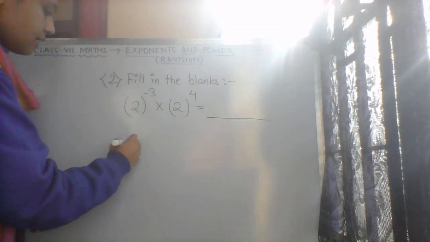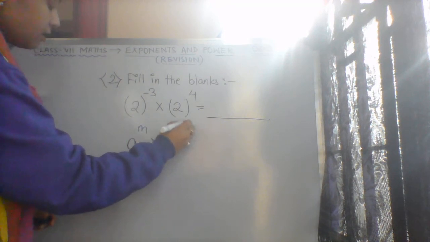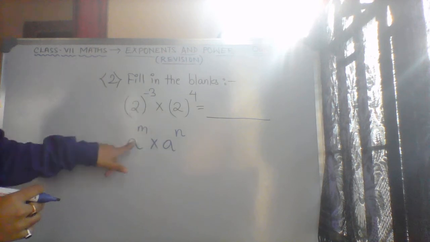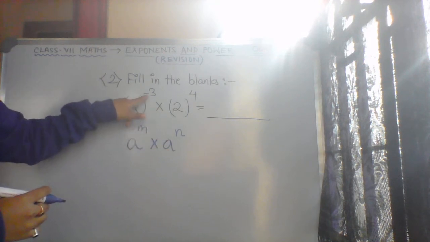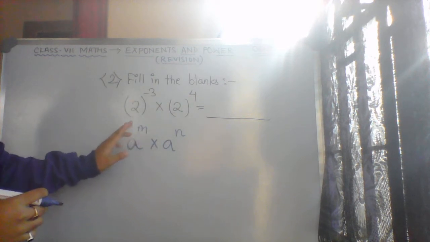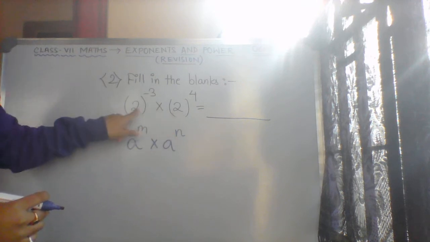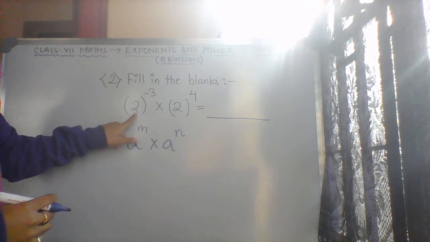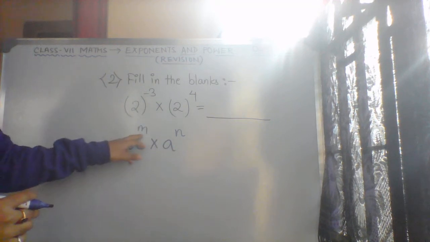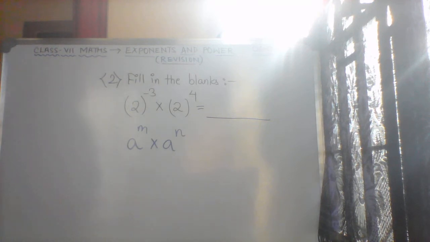It is written a to the power m into a to the power n. You see, what is the value of a? Here it is 2. What is the value of m? Minus 3, and n value 4. M, n are different integers, minus 3 and 4. Okay, but base is same. Here also base 2, here also base 2. Okay, base same, power different and both are multiplied. So what formula do we use there?